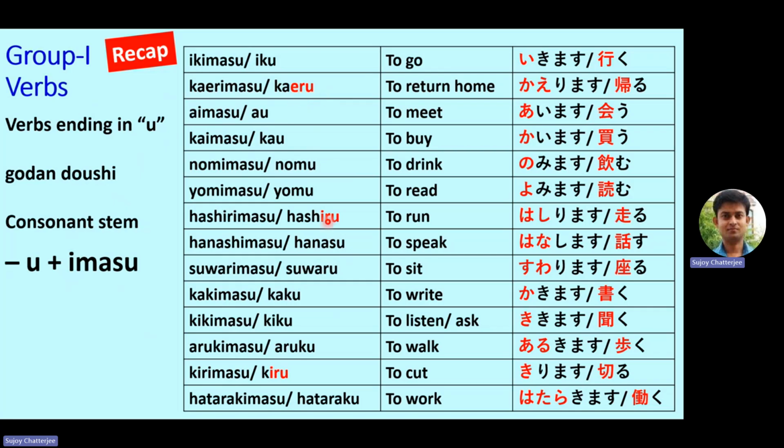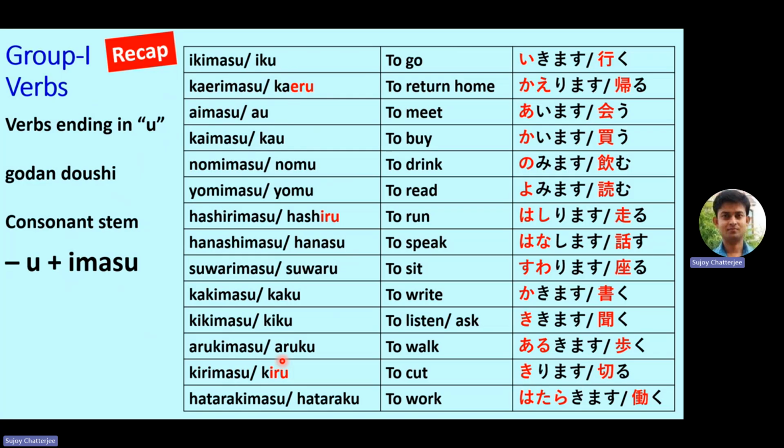So eru, iru, iru. So these 3 are kind of exceptions, because these iru and iru, these are group 2 word characteristics, but these are actually group 1 words, and that's the exceptions in this group 1. So this we have seen in the previous lesson.